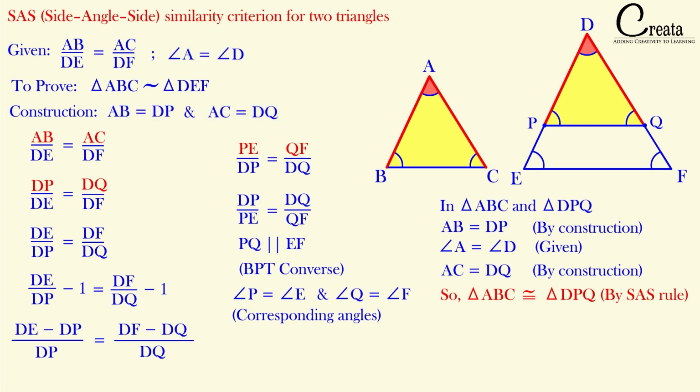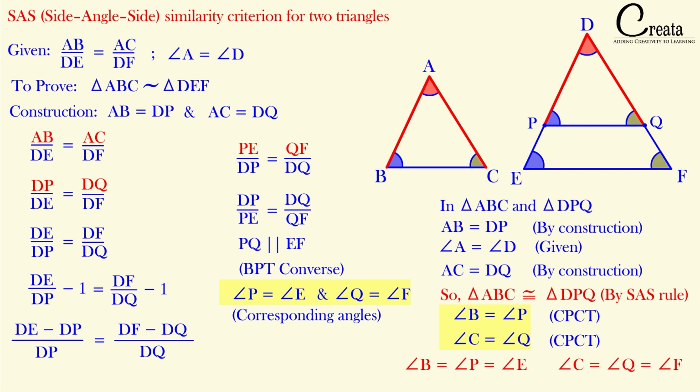Congruence means all the angles will be equal. So by CPCT, we get angle B equal to angle P, and angle C equal to angle Q. The same thing we have done in the previous theorem. And here we have just proved P and E are equal and Q and F are equal. So B, P and E will be equal to each other, so all these three angles will be equal, and angle C, angle Q and angle F will be equal to each other. All the three angles will be equal.